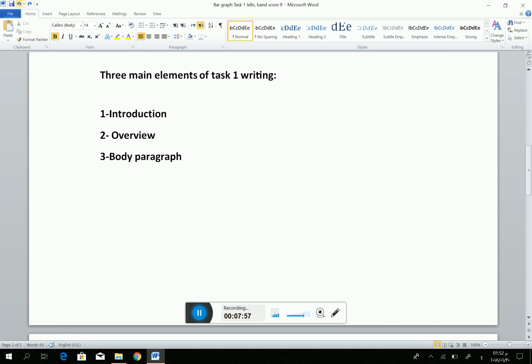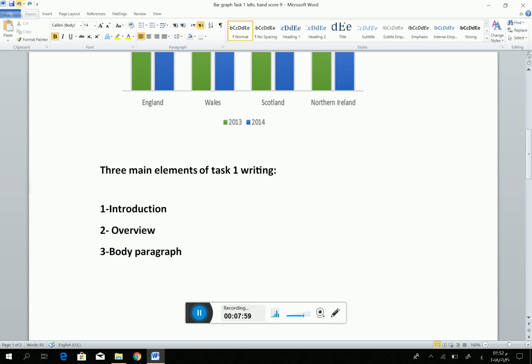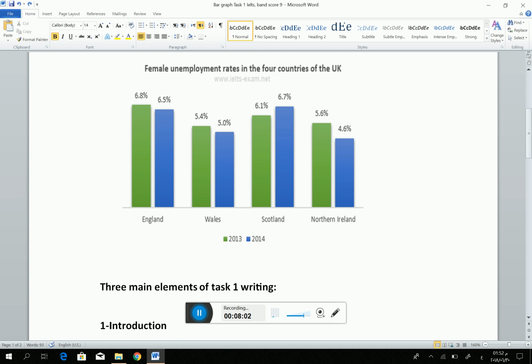The second element is overview. How to make the overview? Overview means the main idea, the general idea of this graph. If you look closely at the graph, you find that England has witnessed a decrease in unemployment between 2013 and 2014.